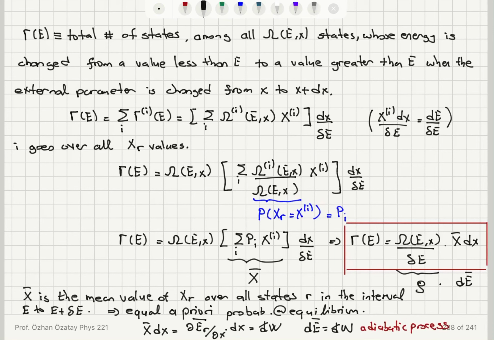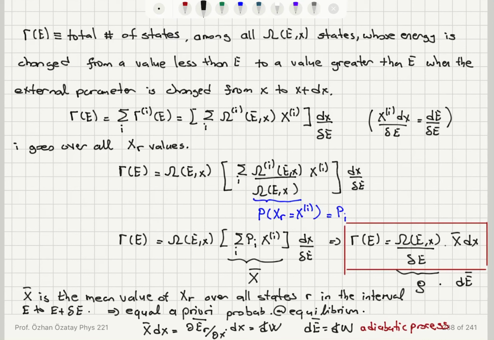So the total number of accessible states multiplied by x bar dx divided by delta E is what I'm getting. So the total number of states that are moving up to enter this region E to E plus delta E is the number of accessible states omega divided by delta E, that's the density of states, multiplied by x bar dx, and x bar dx will be equal to dE bar when the process is adiabatic.